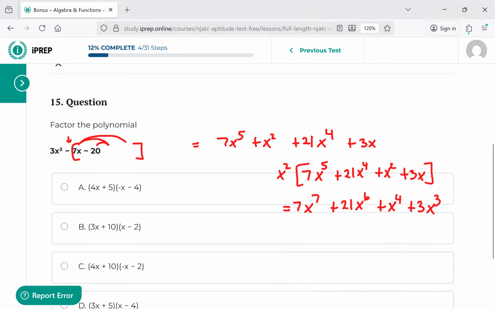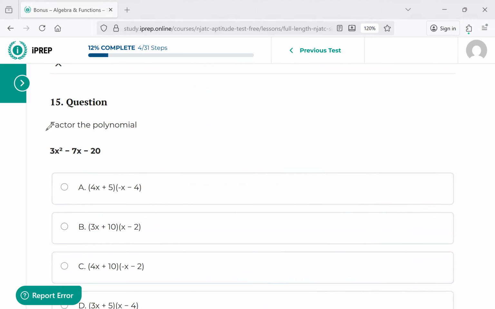Okay, let's move on to question 15. Factor the polynomial. If you forget all your factoring rules, that's perfectly fine. Just scroll down to the supplementary videos, and there's a section that's all about factoring. In this one, we have 3x squared minus 7x minus 20. There's a specific factoring method you'll use. I call it bottoms up factoring.